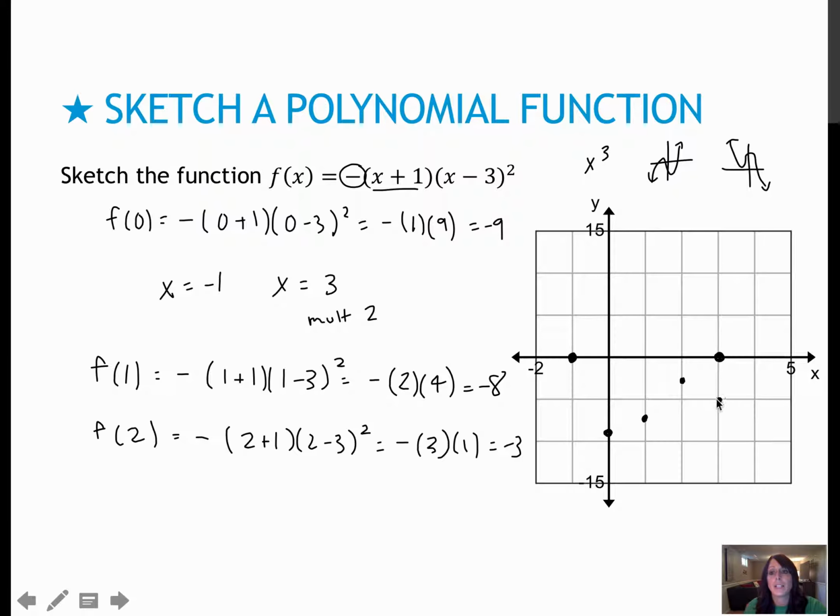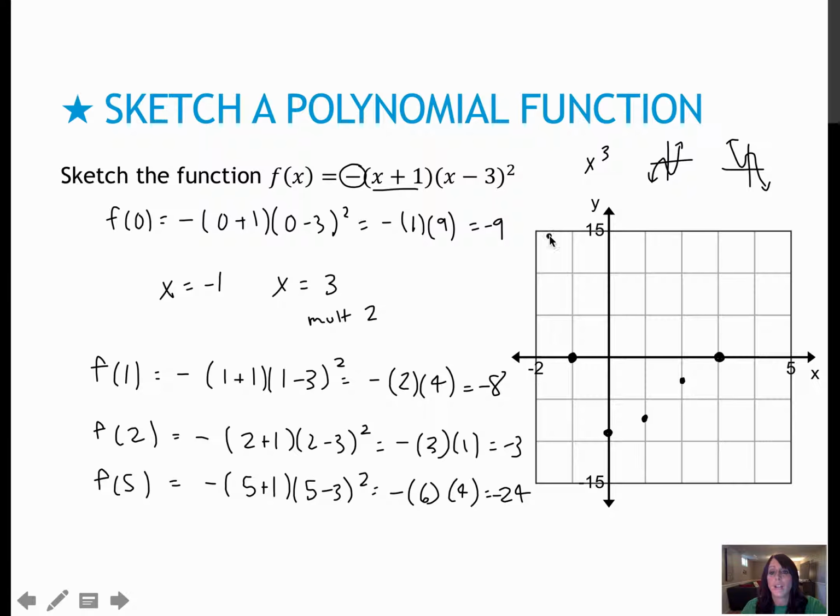So now I have a better idea, and then I might, just for fun, plug in f of 5 so that I can see exactly how far down I'm going to be there. -5 plus 1, and then 5 minus 3 squared, which gives me -6 times 4, that's -24. So that's even off of my graph. So I know over here it's going to be very far down.